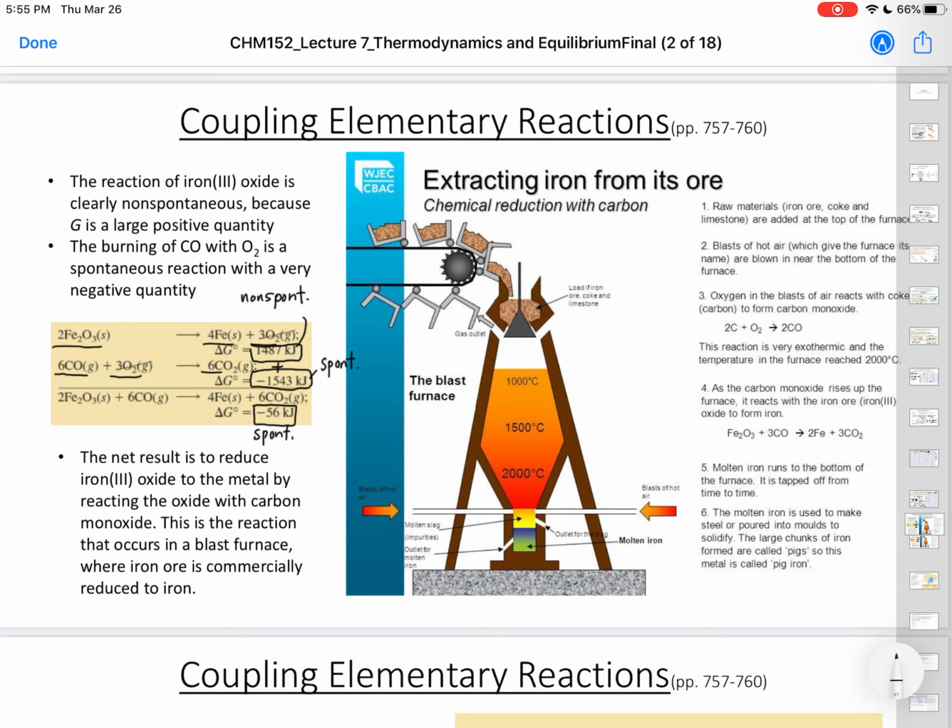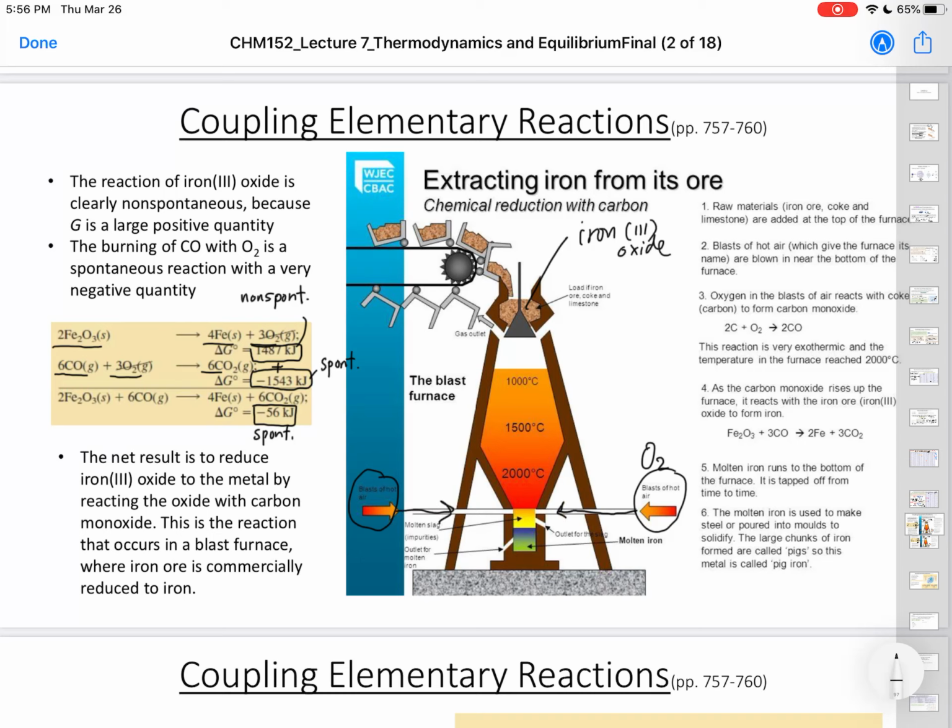So let's see how this kind of coupling and setup works. You have raw materials, iron ore, coke, and limestone, added to the top of the furnace. This is your iron ore, this brown stuff here, the stuff you dig out of the earth. And you're going to have blasts of hot air blown near the bottom of the furnace. So here you've got blasts of hot air being blown into the furnace, okay?